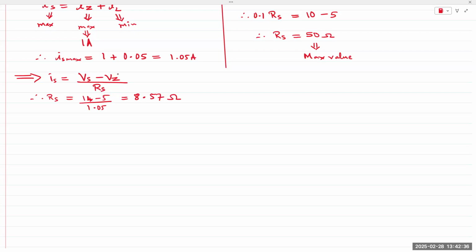If it drops below 8.57, the supply current would increase and the Zener would blow out, or your load would blow out, either case. Okay, supply current increases, then either IZ or IL must increase. But if there are constraints on both of those, if there is a constraint on the load, a constraint on the Zener, either one could be damaged. So in this case, again, the extreme case applies to the Zener diode.